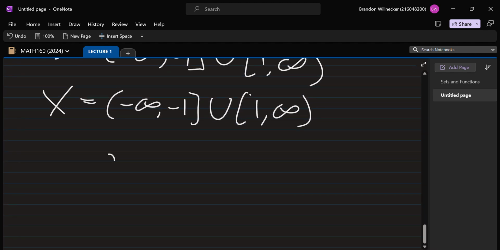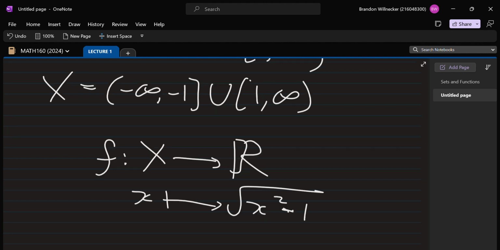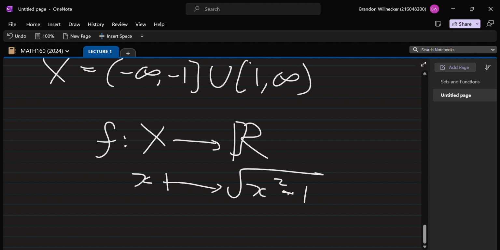Okay, so we've got this x. We can say f goes from this x, I'm not going to rewrite the whole thing, to the real numbers. That's perfectly fine. X gets mapped to root x squared minus 1. Okay, so that is looking at the domain, and we did a little bit of looking at the target. Now, for this next example, we're going to look at the domain, the target, and the range. We need to provide all of that.